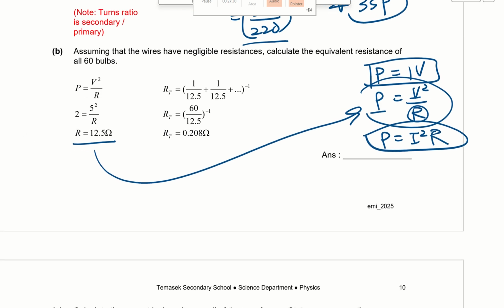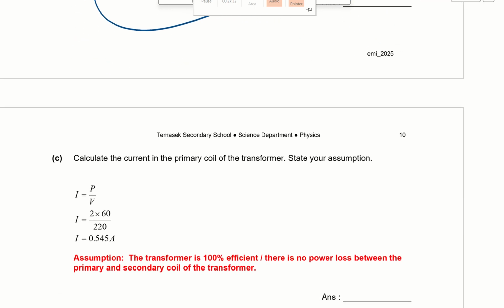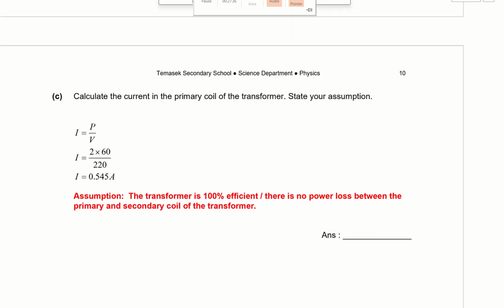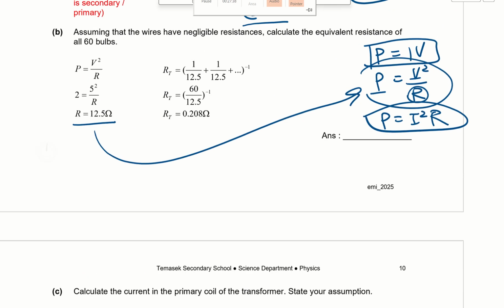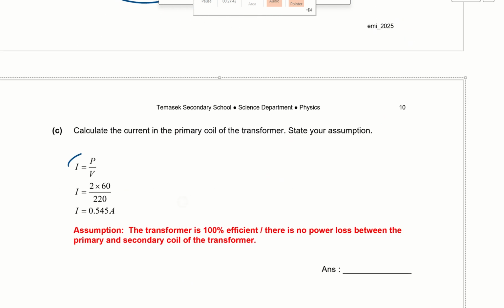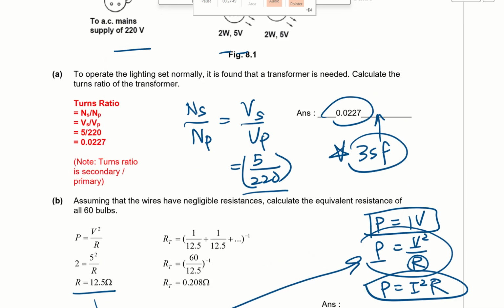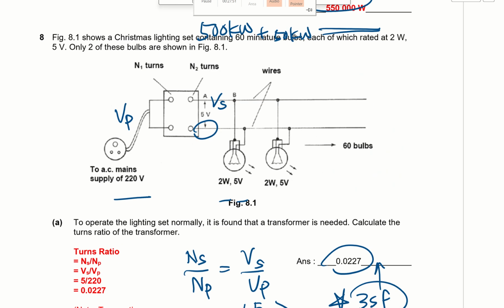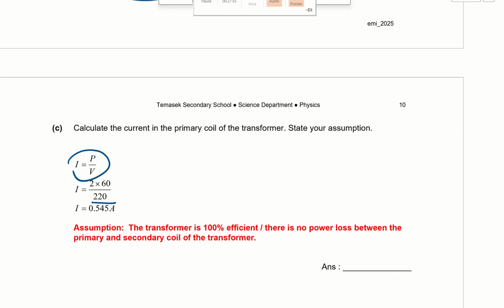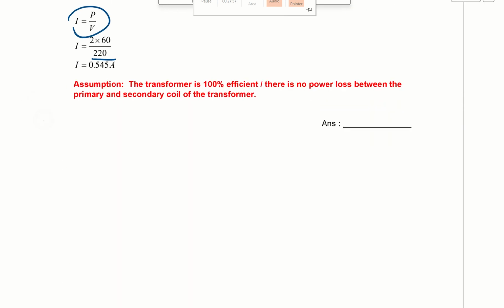Okay, yep. So calculate the current in the primary coil. State your assumption. We have to assume it's 100% efficient. So for the current, we use P equals IV. The V is 220. Now the power is 2 times 60. Where do we get 2 times 60? Because each light bulb is 2 watts, so I have 60 light bulbs, so I should have 120 watts.